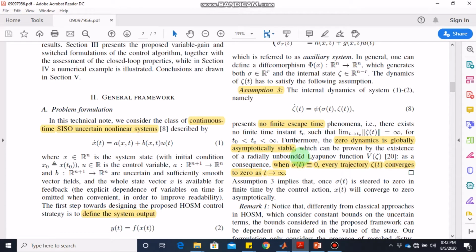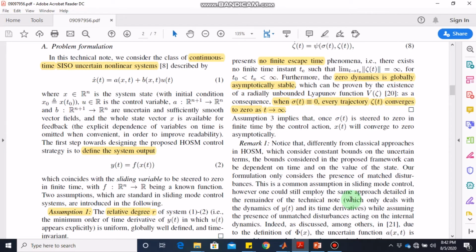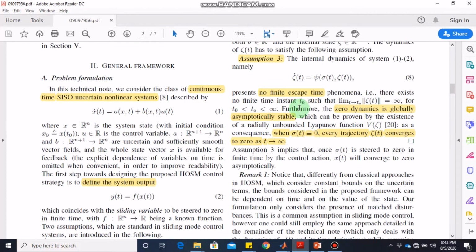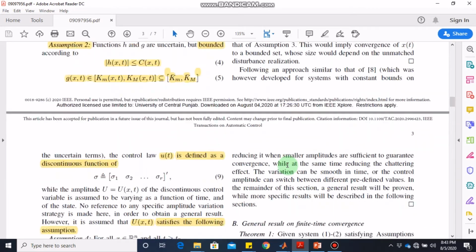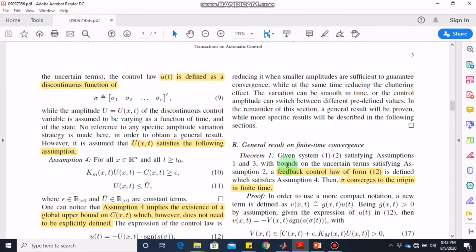So this is another assumption or condition under which the results presented in this paper will hold. When we do the numerical example, you will see more about the internal dynamics and the zero dynamics. There is more in this paper, but we are not going to go into much detail.